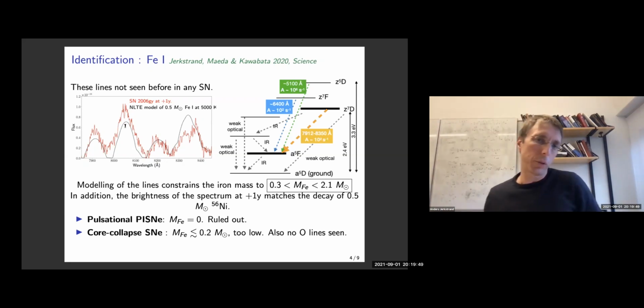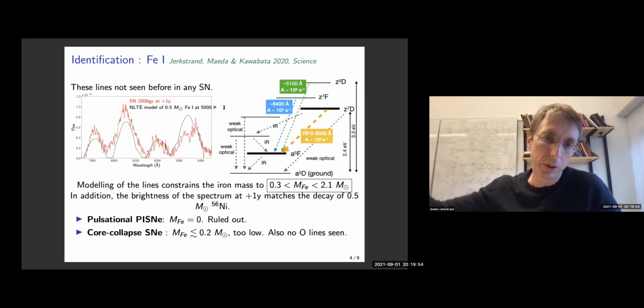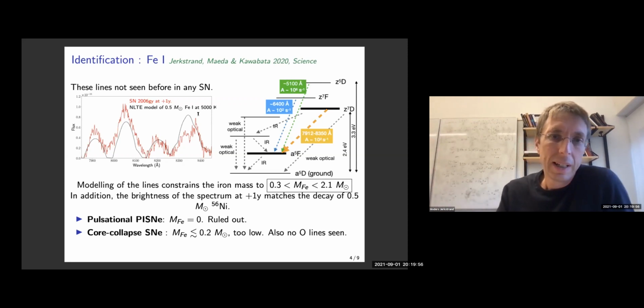If you take about half a solar mass of iron I and you excite it to a few thousand degrees and you put it at the distance of the supernova, these lines emerge exactly as they should. And the first thing we set out to do was try to constrain the amount of iron in the supernova.